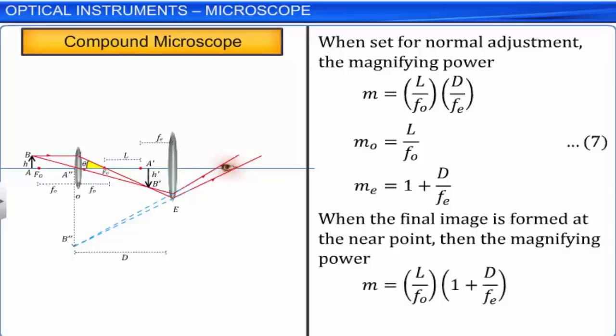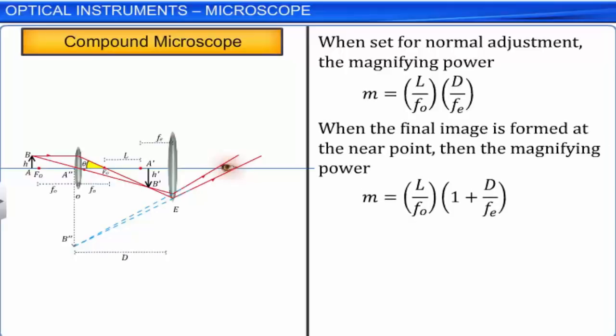In fact, the objective and the eyepiece of a compound microscope are made of a multiple lens system. This improves the quality of the image and minimizes various optical defects.